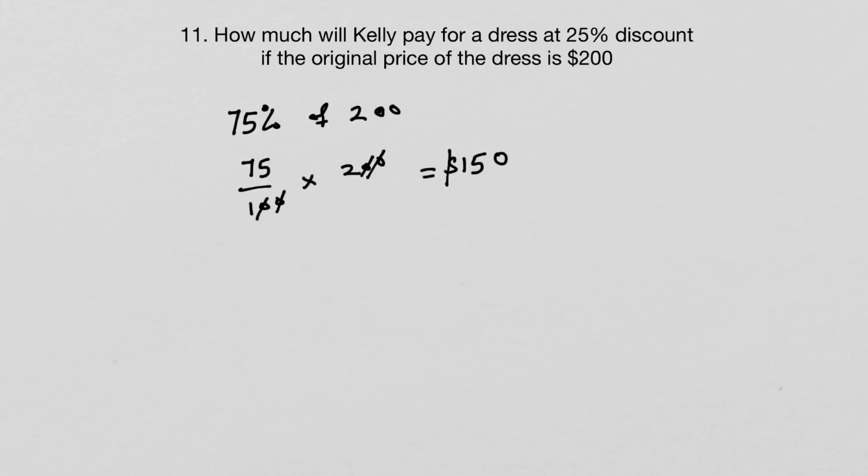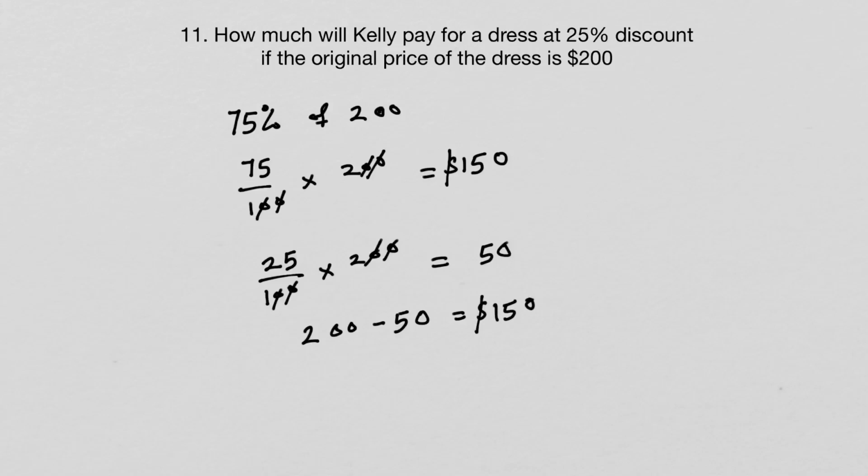You could have also found the discount amount first. It was 25%. That's 25 over 100 times 200. The zeros will cancel out. 25 times 2 is 50. To find how much Kelly paid, you have to subtract the 50 from the original price. 200 minus 50 is 150. We get the same answer. I think the first method is better and straightforward.